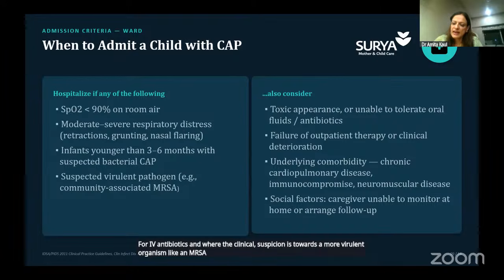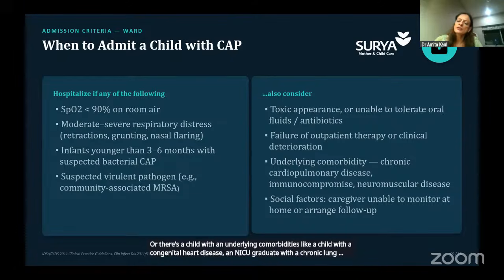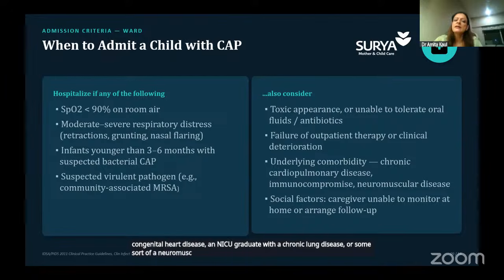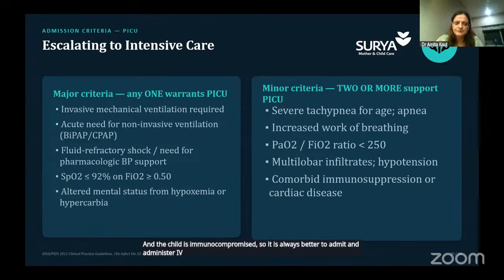Child is sick looking, child has, you've already given oral antibiotics and child is not improving, or there's a child with underlying comorbidities like a child with a congenital heart disease, an NICU graduate with a chronic lung disease, or some sort of a neuromuscular disorder where the infection may become more virulent or the antibiotics may not reach, and the child is immunocompromised. So it is always better to admit and administer IV antibiotics.